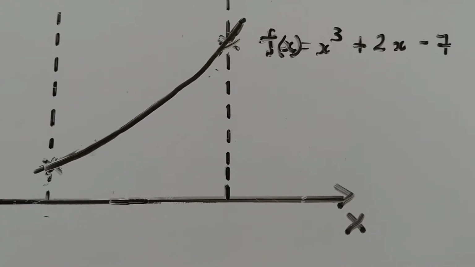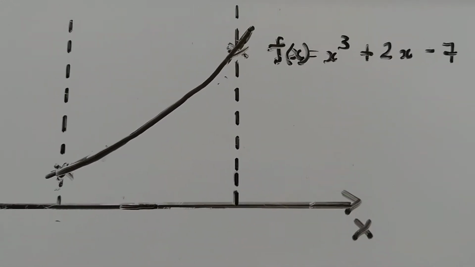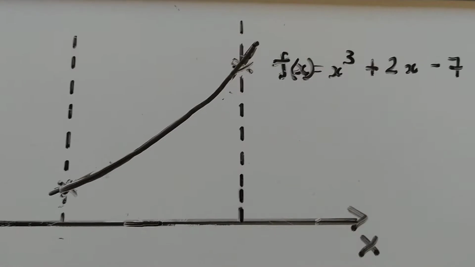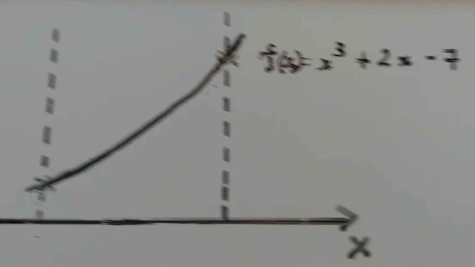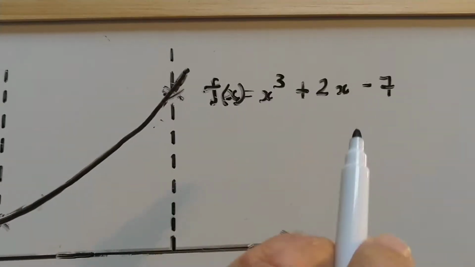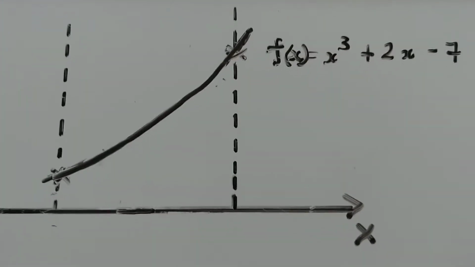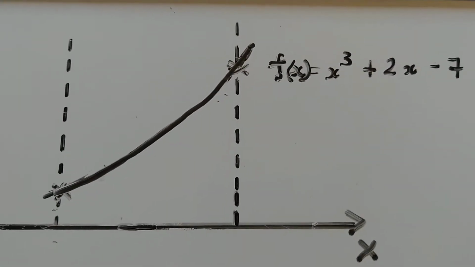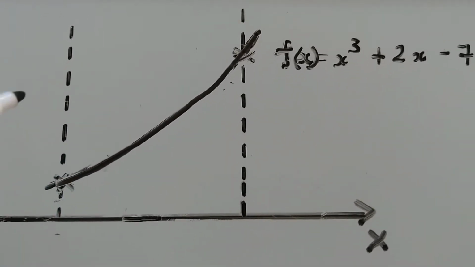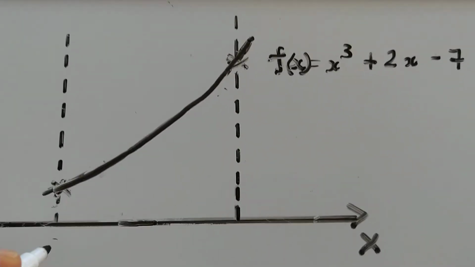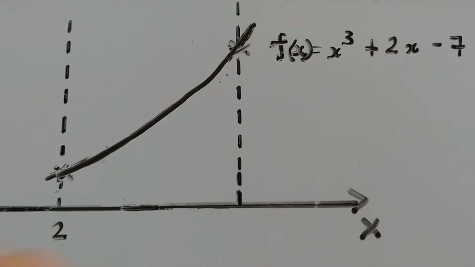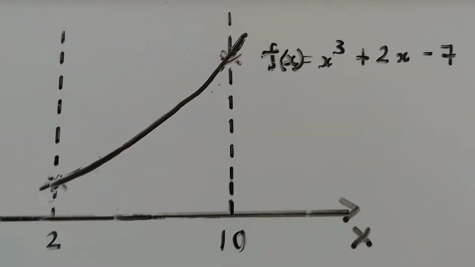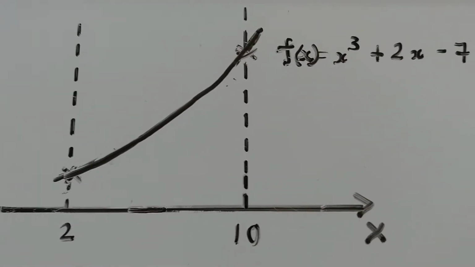Basic differentiation, the 10th and final video for this topic. Consider the curve f of x equals x cubed plus 2x minus 7 by way of an example. And let's say the curve looks something like this, and we wanted to look over this interval at what the values were. Let's say between x was 2 and maybe something like x was 10, or whatever the question happened to ask.